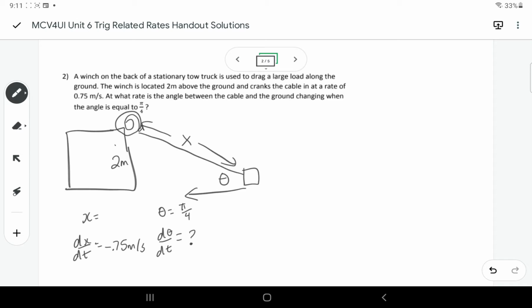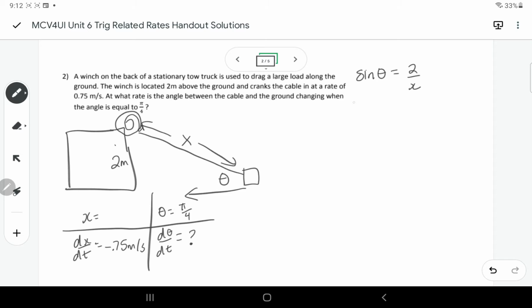I may or may not need x. I'm going to wait and see. So there's the stuff that I know. I need to set up an equation that relates x and theta. So I see that that's going to be a sine theta. So sine theta is 2 over x.